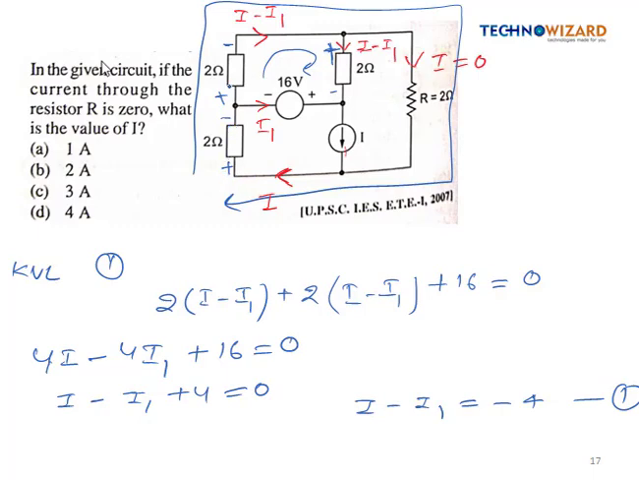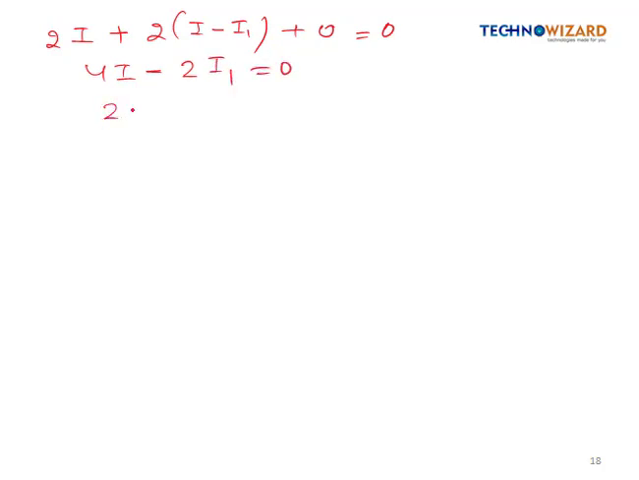Next apply the KVL in the outer loop, which will be equal to 2I. So it will be 2I plus 2 into I minus I1, and here the current is 0, so it will be simply 0 volt, right? So after applying the KVL, it will be 2 into I plus 2 into I minus I1 plus 0 is equal to 0. So it will be simply 4I minus 2I1 is equal to 0. It means 2I1 is equal to 4I. So I1 value is coming as 2I. So this is equation 2.